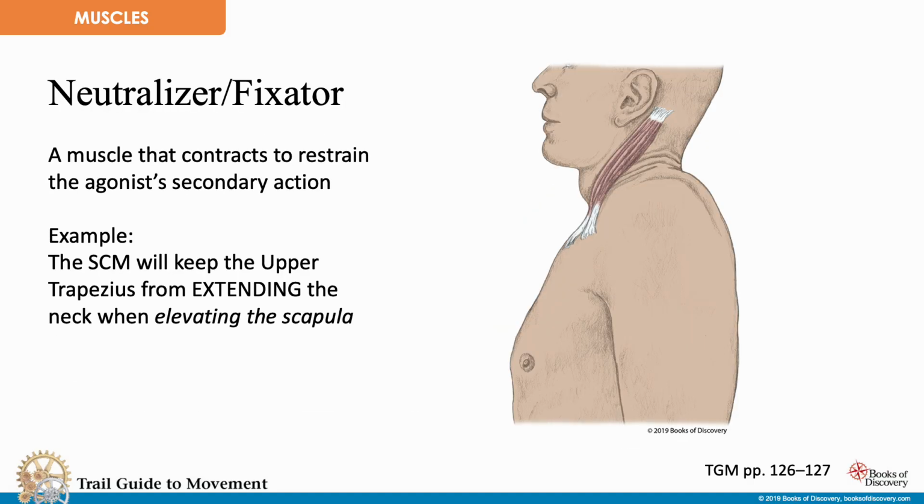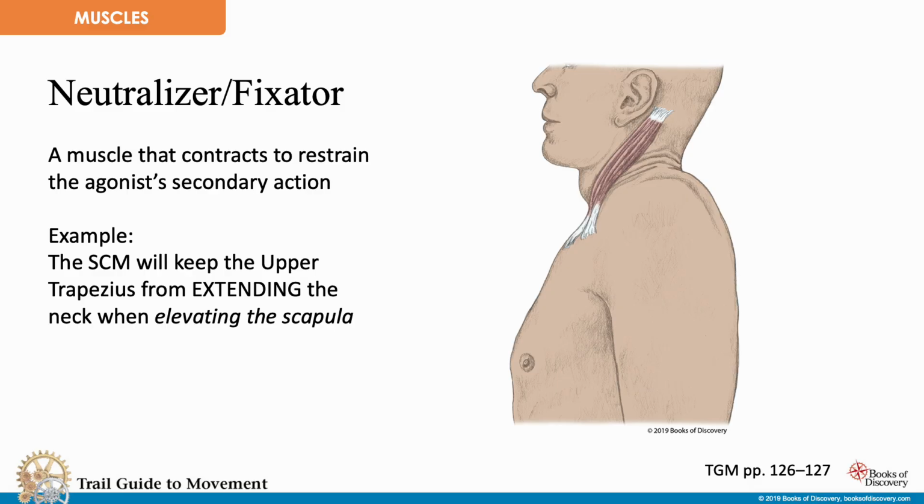Now we're getting into the damage control team, the neutralizer or fixator. Most muscles have more than one action because of the way they cross a joint. Our friend the upper trapezius doesn't just elevate the shoulders, it also wants to extend the head and neck. But what if you just want to shrug your shoulders without tilting your head back? That's where the neutralizer comes in.